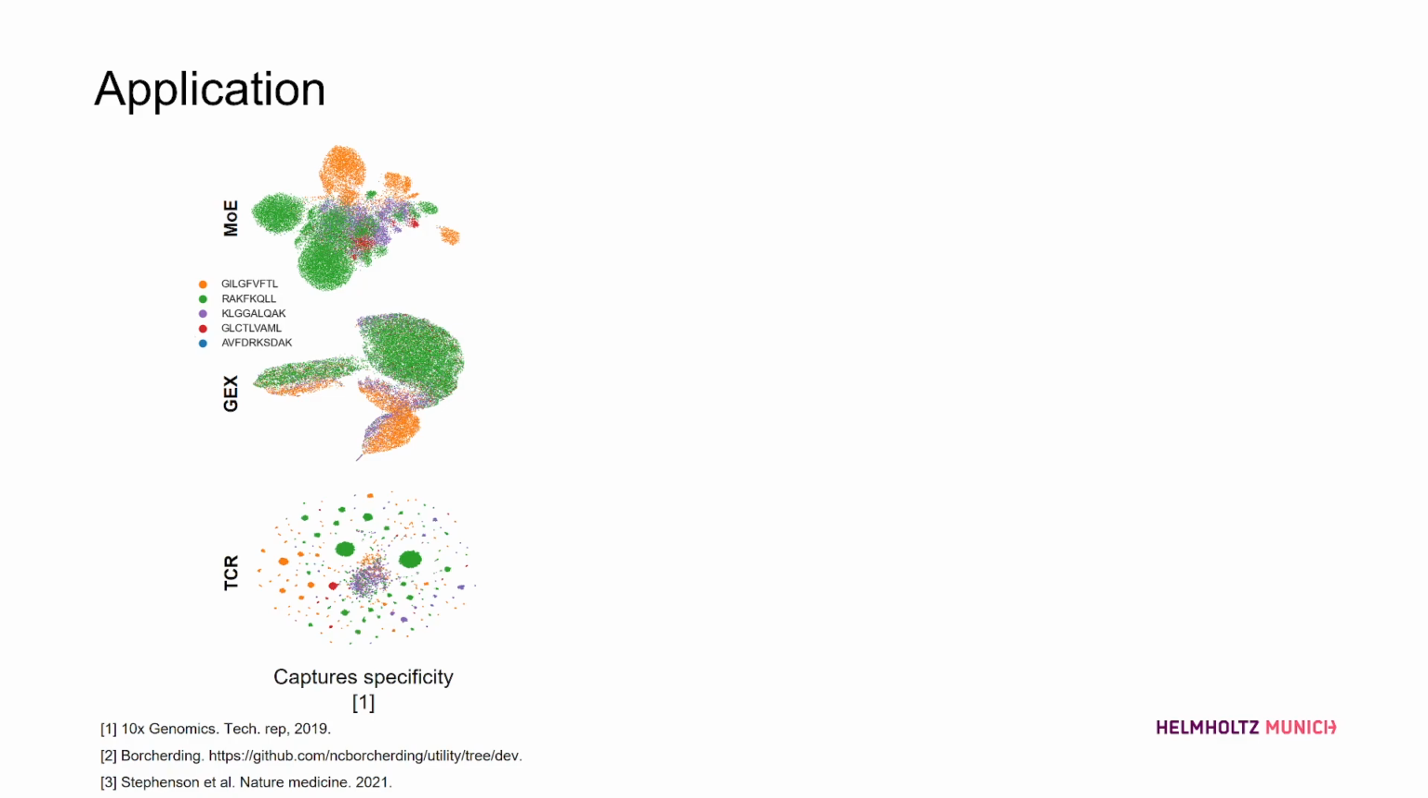We applied this mvTCR on several datasets. First, we had a dataset with cell-level specificity annotation. We found that our joint model, as you can see here in the top row, captures specificity better than a model based on the transcriptome in the second row or on the T-cell receptor in the third row, since it can use the information that is captured in both modalities.